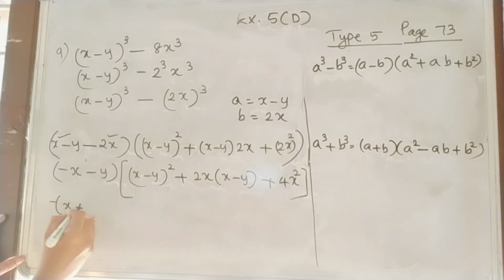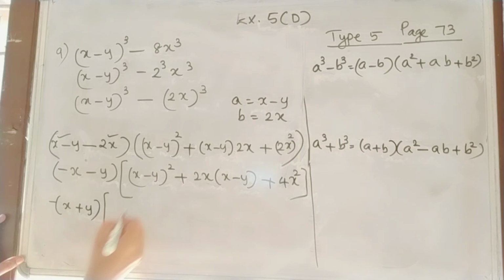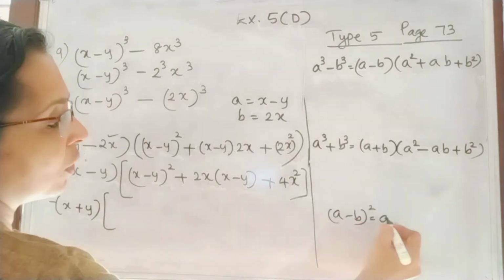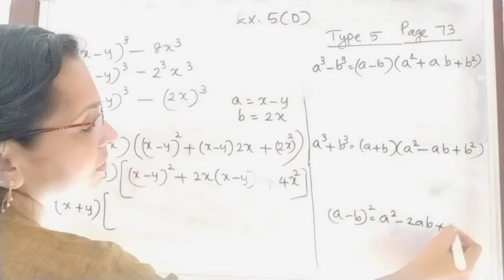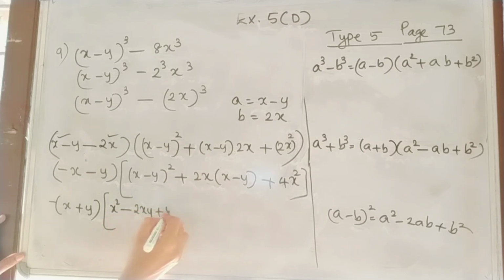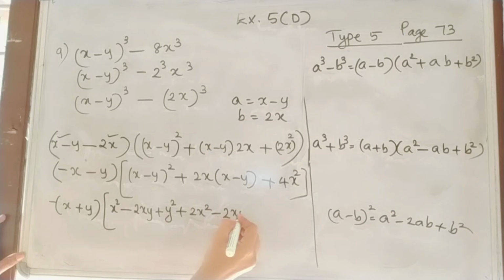So negative x plus y. Then expand this, a minus b whole square. a minus b whole square is what? a square minus 2ab plus b square. Same way, expand x minus y the whole square. It will be x square minus 2xy plus y square plus, change the bracket. So 2x into x, 2x square. Then 2x into y, that is negative 2xy, plus 4x square.